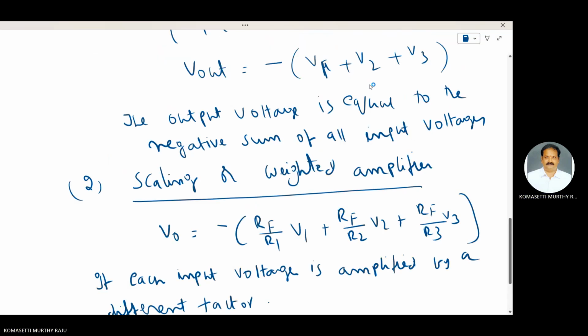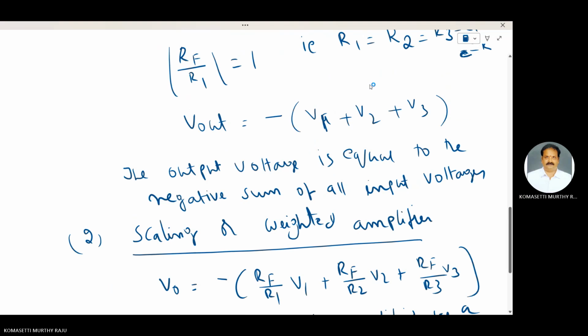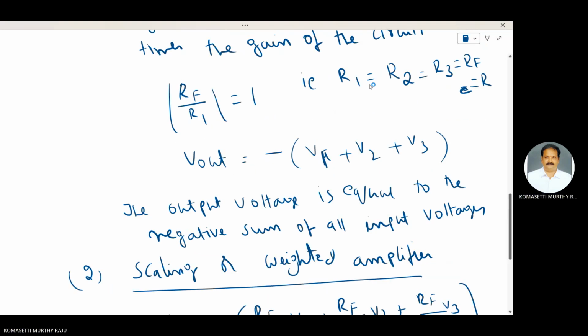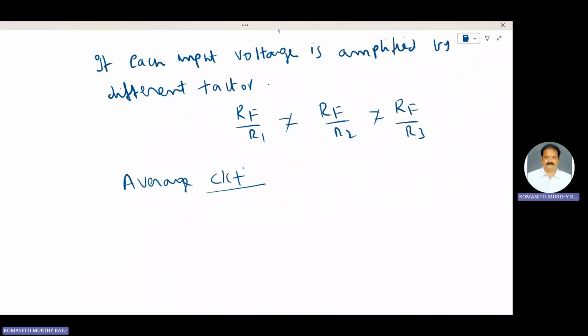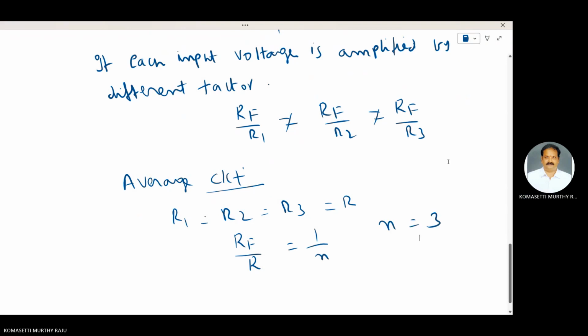Third one is average circuit. In case of average circuit, R1 is equal to R2 is equal to R3 is equal to R, and RF by R is equal to 1 by N. N is equal to 3. Substitute these conditions in the above expression.